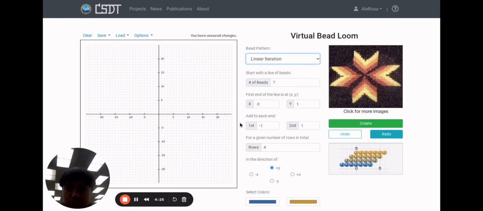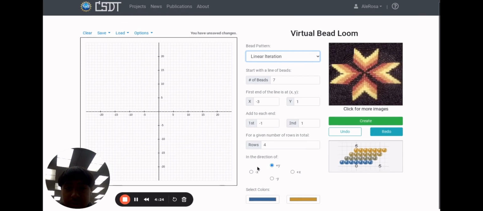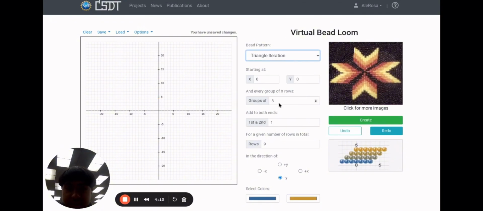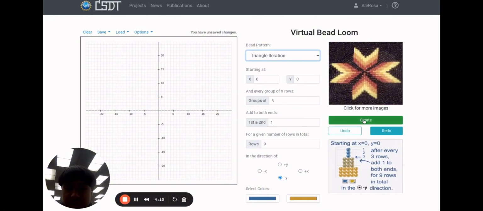Linear iteration is basically like a trapezoid. You could put it anywhere to make a trapezoid. You just gotta put down the points at wherever you want. And triangle iteration basically means that it's gonna make a triangle, but from specific points, it's gonna make like a tower.